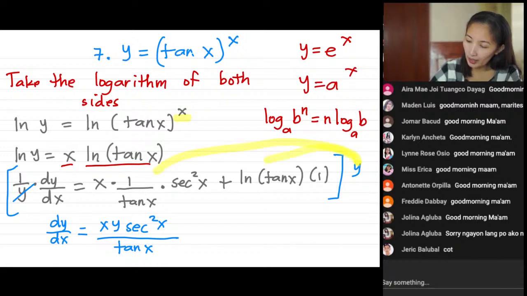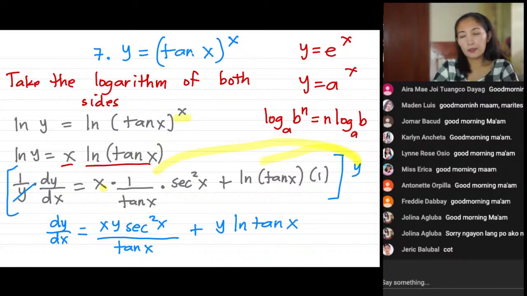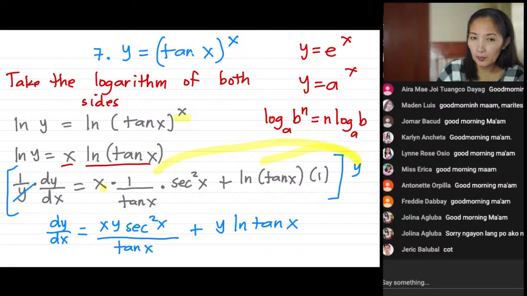So y times x, times secant squared x over tan x, plus y times the natural logarithm of tangent x. You may leave your answer this way, or express this into a single fraction.